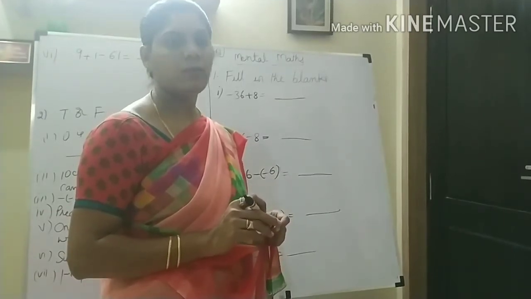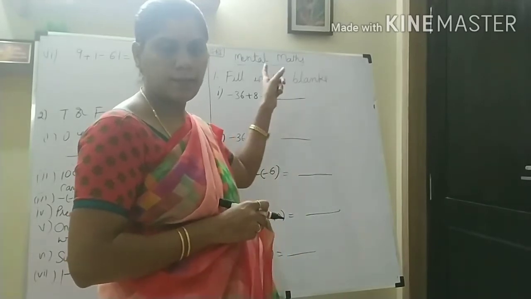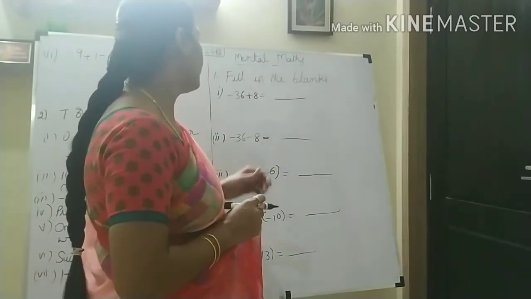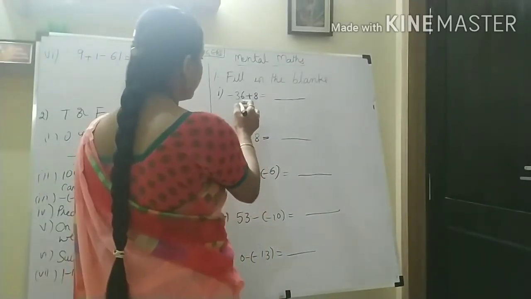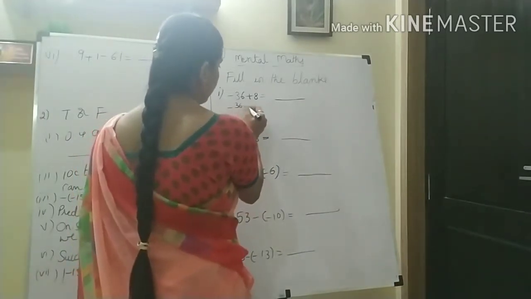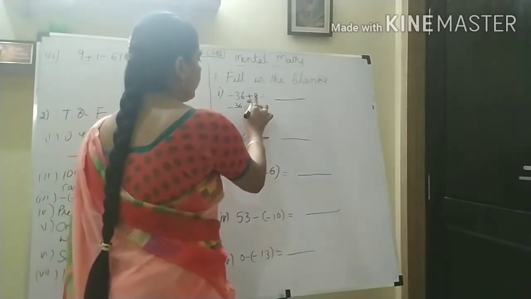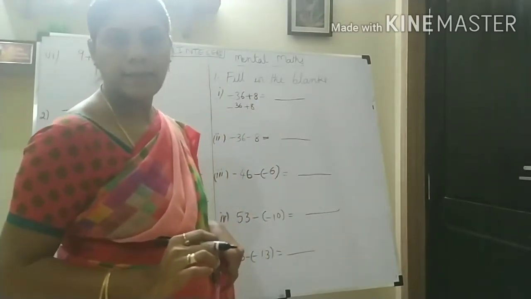Okay students, now we will see our homework problems which I have given to you, that exercise on mental maths. Okay, see this one, filling the blanks. First one, minus 36 plus 8. See, minus 36 plus 8. What we have to do? We have to add 8 to minus 36.